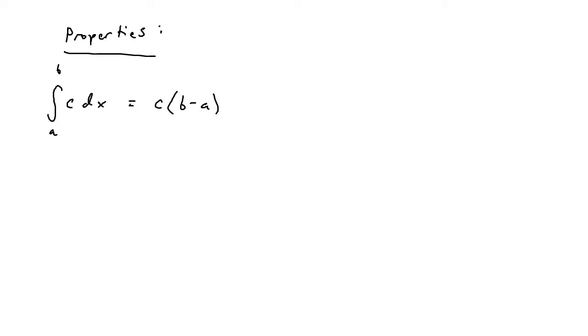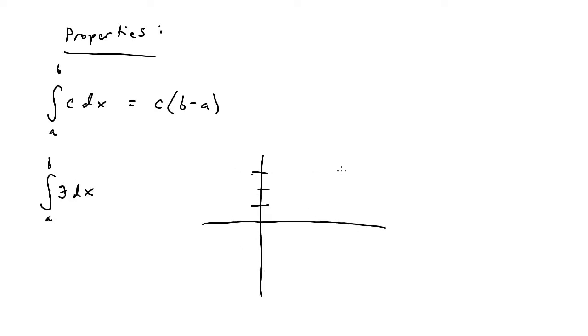I'll show you a visual representation of why that is. Instead of the constant, let's just pick a random value like 3. So we have the integral from a to b of 3 times dx. If you graph y equals 3, that's just going to be a straight horizontal line. 1, 2, 3. So that's going to be y equals 3. Now let's say our lower bound, a, is right here, and our upper bound b is right here.